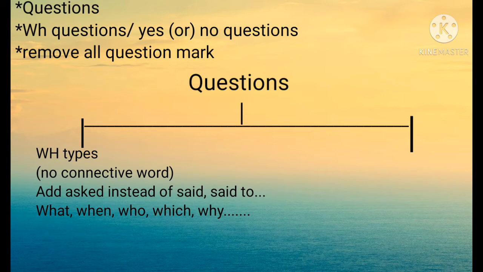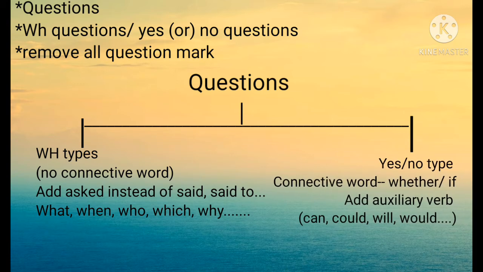Okay, now let's see some rules while changing direct interrogative WH sentences into indirect interrogative WH sentences. So the first rule is said to, told, said will change into asked. Second one, no conjunction will be added here. Most importantly, all question marks should be removed. Okay, children, now for yes or no type, first one said to, told, said will change into asked as used in WH forms. Second one, here we must add the conjunction words whether or if. Third one, there will be some changes in tense such as auxiliary verbs.